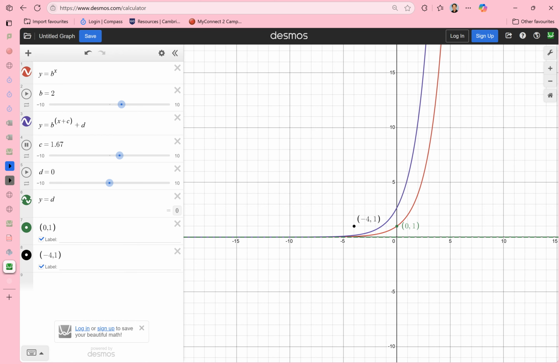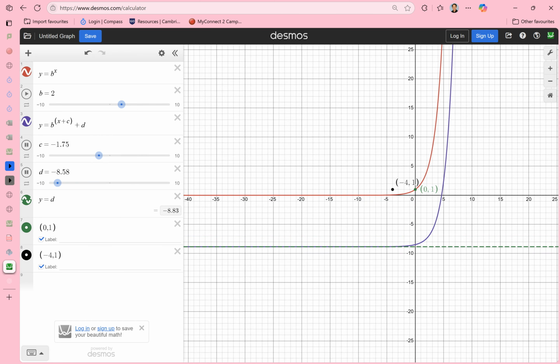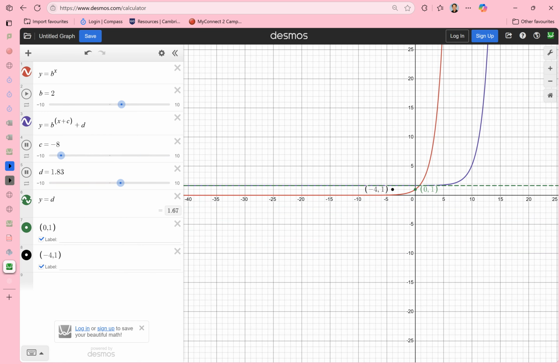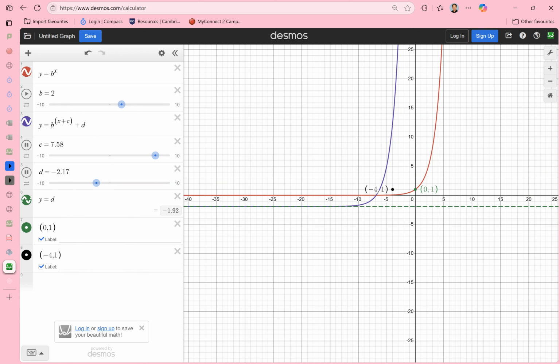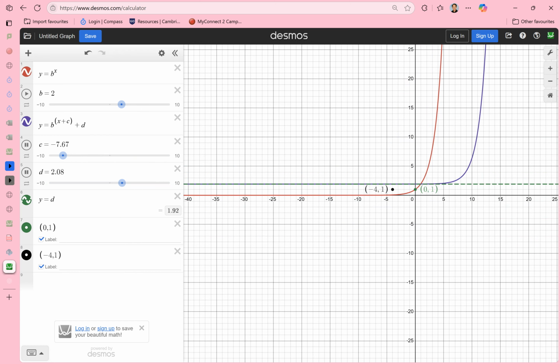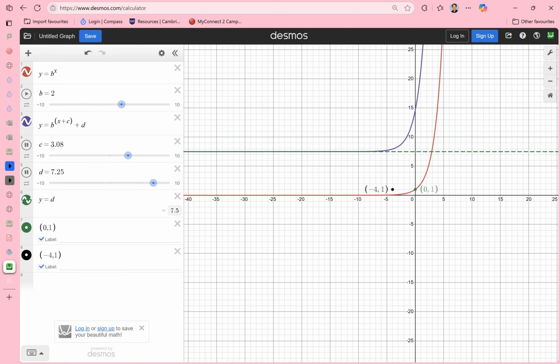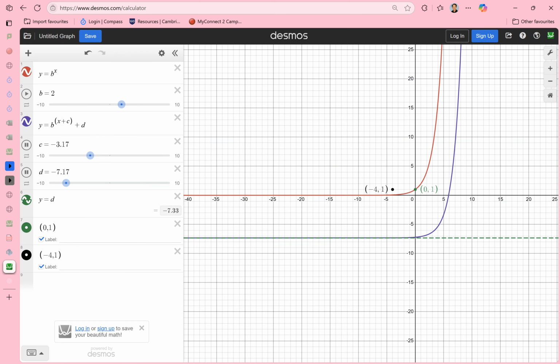Okay, so if I put all C and D together, you'll see this circular motion. It goes up and down, left and right, up and down, left and right. But the shape stays the same. So I haven't made it thinner, I haven't made it wider. It's exactly the same shape with the same asymptote. It just moves left and right. Okay, so that's what C and D does to the graph.